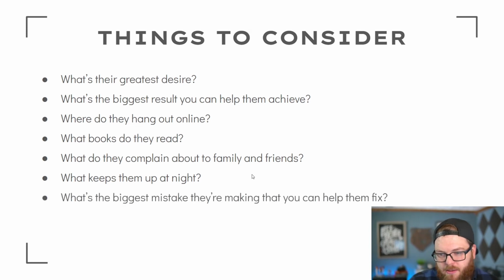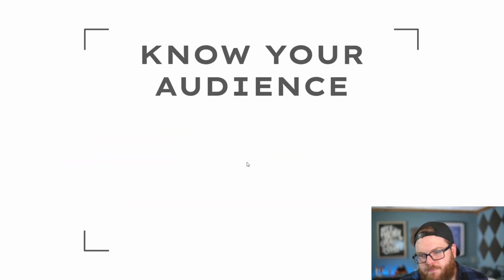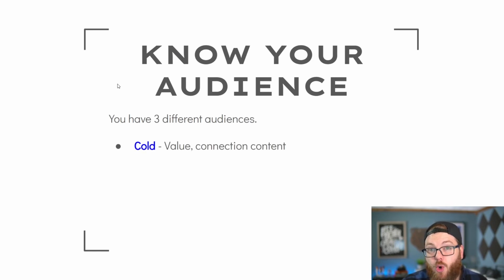What's the biggest mistake they're making that you can help them fix, too? That's a big one. When you're talking about audiences, we really have three different kinds of audiences. We have a cold audience who doesn't really know you. At that point, we want to deliver connection-type content so they can relate to you, and value-type content where you can give them something of value, a quick tip, a quick win, so they think, oh, well, that was super helpful.